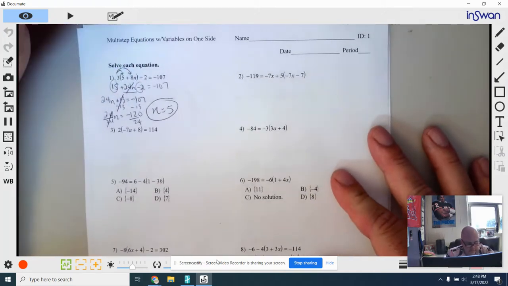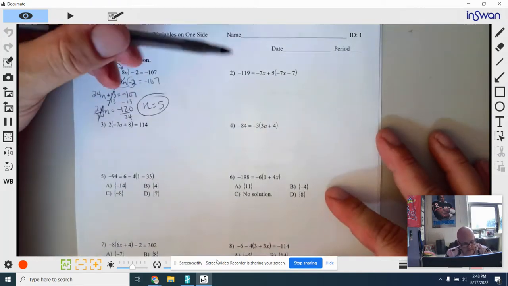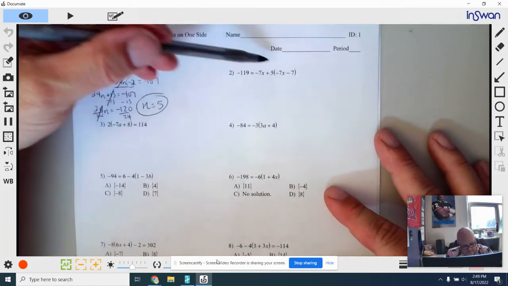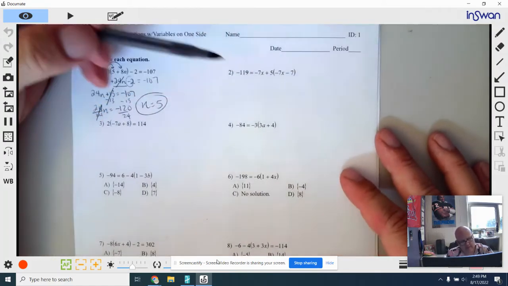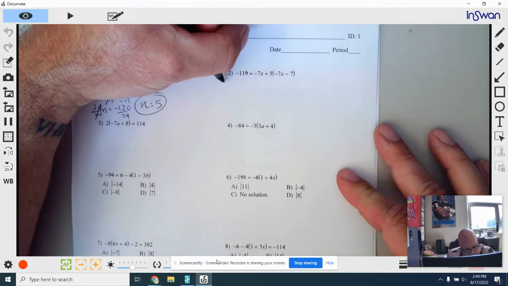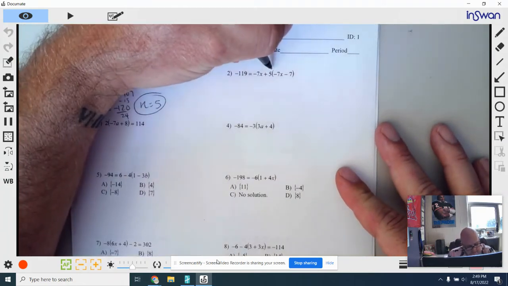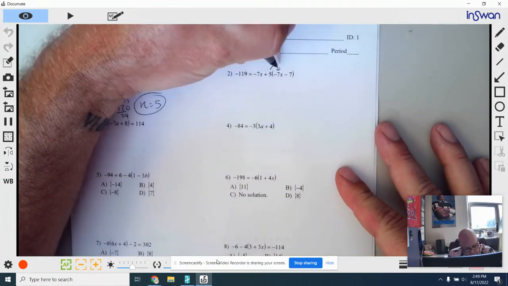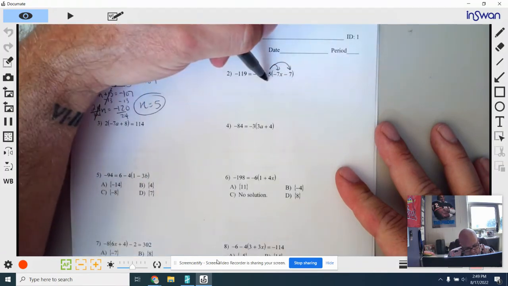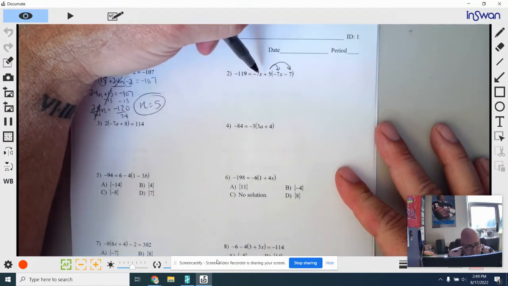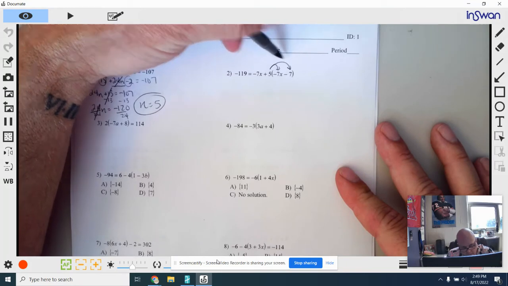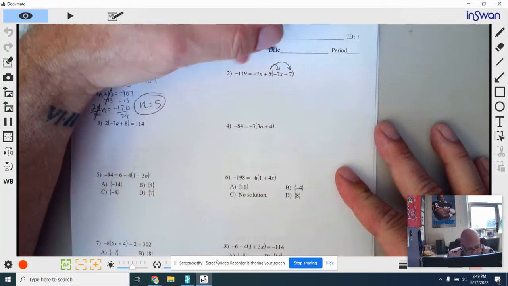Okay, moving on to number 2. I see this time I got a bunch of numbers and operations on the right side instead of the left side, but that doesn't matter. We still treat it the same way. So I see what needs to be distributed. There's this 5 that's directly in front of that parentheses. That negative 7x is not in front of the parentheses. Therefore, that's not getting arrows into what's inside the parentheses.